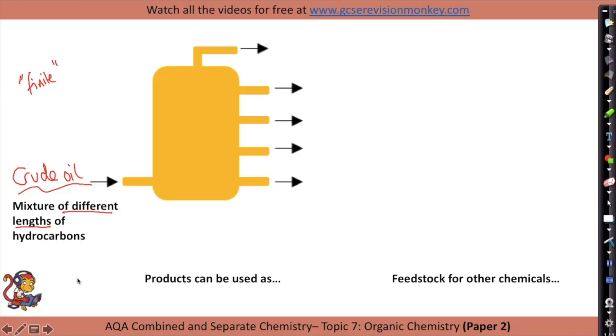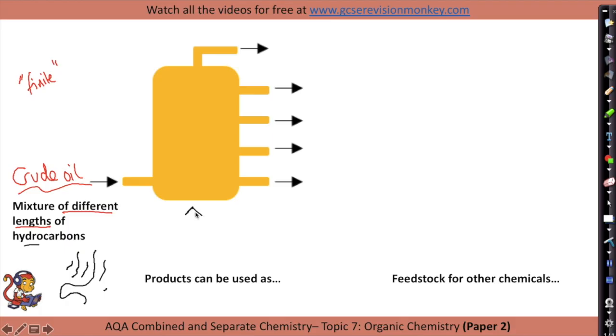Inside that crude oil, which is a thick black sludgy substance, there will be a mixture of different lengths of those hydrocarbons. So we drew them in detail before, but if I just draw them now as little strands, you would have short ones, medium-sized ones, and really long hydrocarbons. So as a mixture, they are not particularly useful. We need to separate them up into different fractions or different lengths.